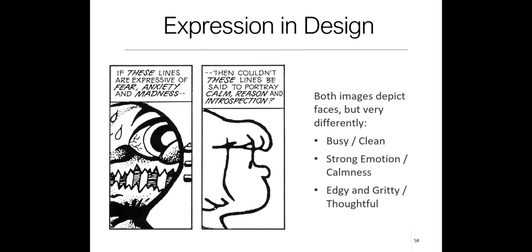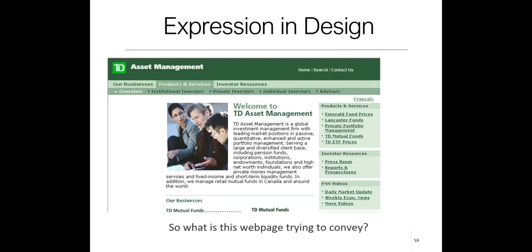Now, how does this actually apply? Consider something like this, and I like to show this particular example. This is the TD Bank website, and what is this web page trying to convey? It's not just about the one picture in this image. What do you see? Clearly an older guy, because he's got gray hair, and he seems to be explaining something to a couple of other people. Then we have "Welcome to TD Asset Management" and some information there.